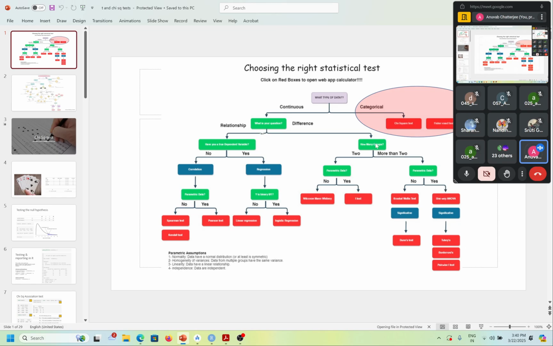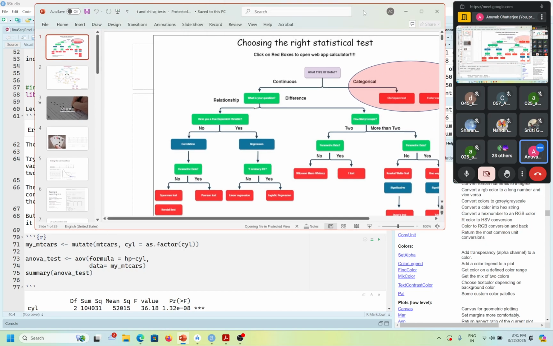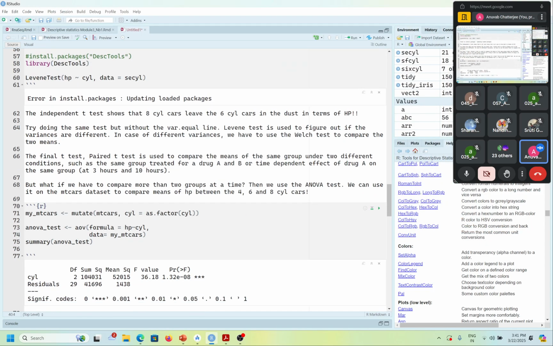So how many groups? If there are more than two, you use the ANOVA test. So how do we use the ANOVA test? ANOVA is very easy. You just again make one data set with all the groups that you want to compare. So say we compared 8 and 6 and the population. What if we want to compare the 4 cylinder group as well as the 8 and the 6 cylinder groups? So the three different groups we are now comparing.